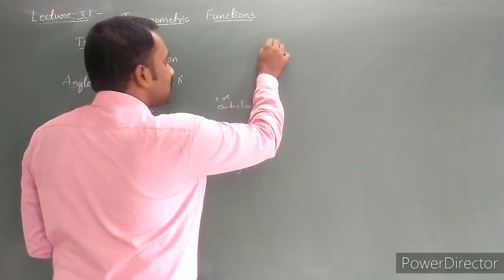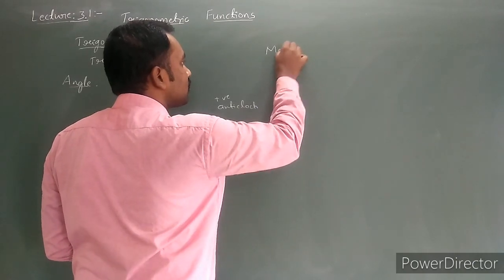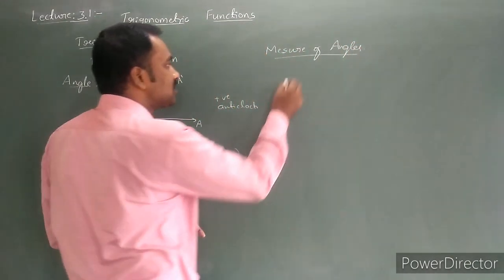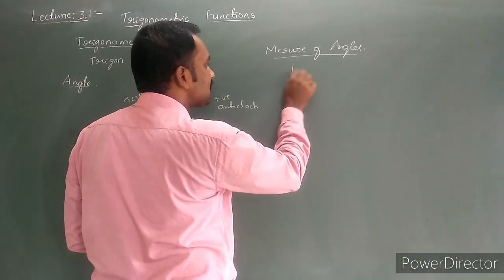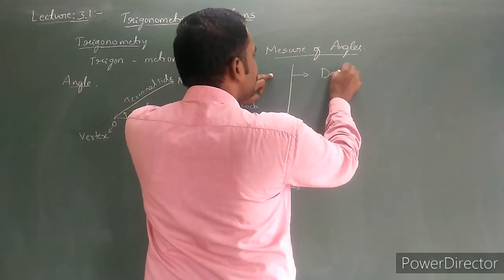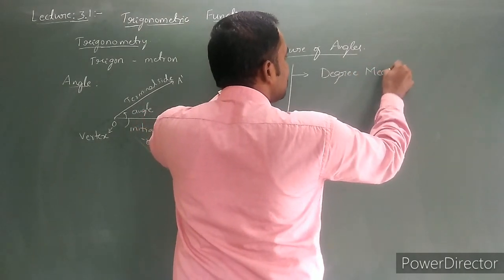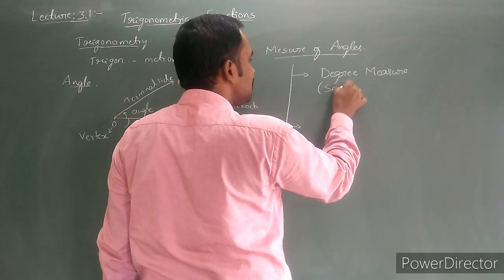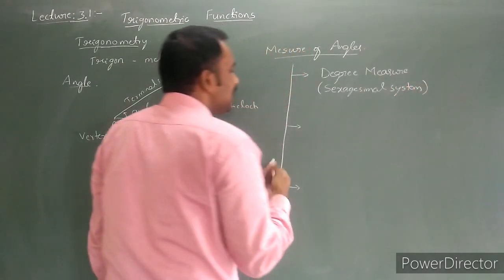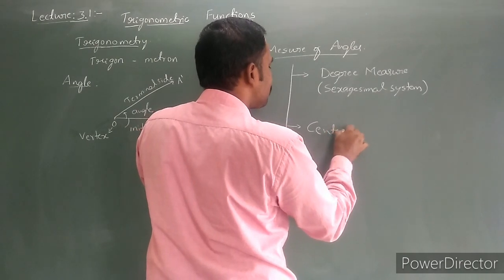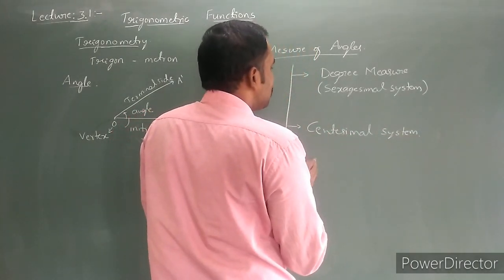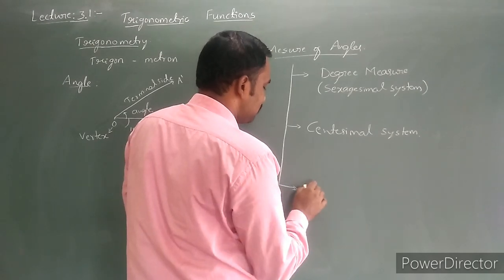Next point is measure of angles. There are three measures of angles. The first one is the degree measure, in other words the sexagesimal system. The second one is the centesimal system. And the third one is the circular system or radian measure.